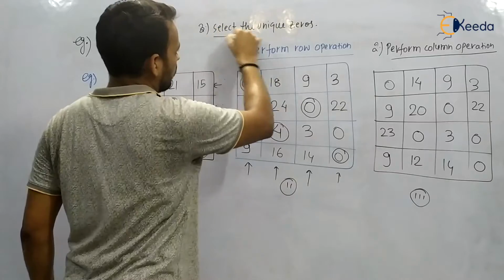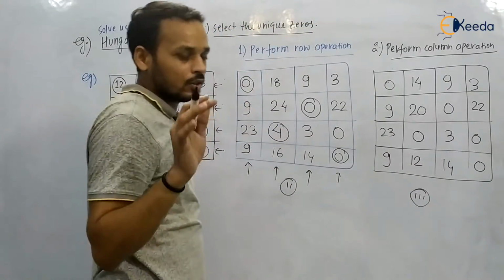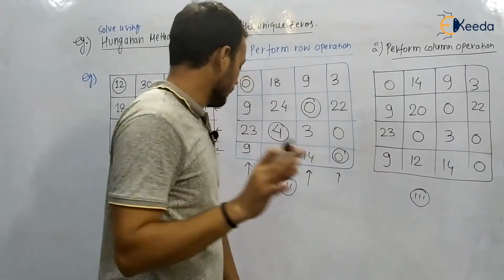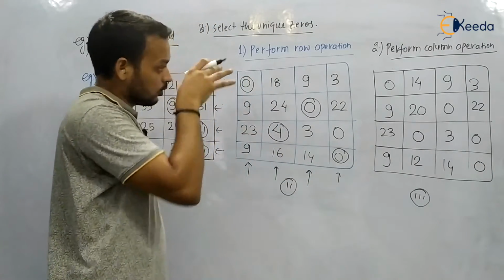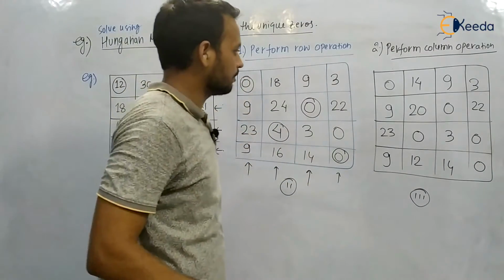Okay, select the unique zeros. Why are you going to do it? You will get it, no need to worry. So select the unique zero. Unique zero means, look here.